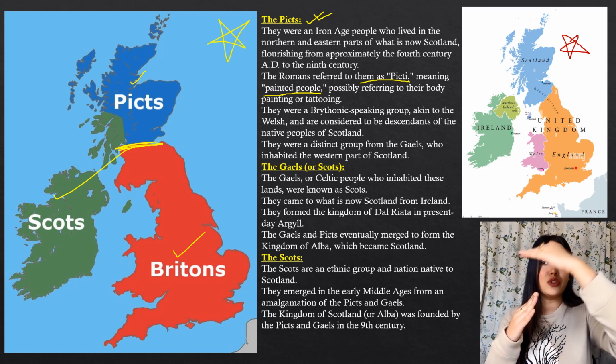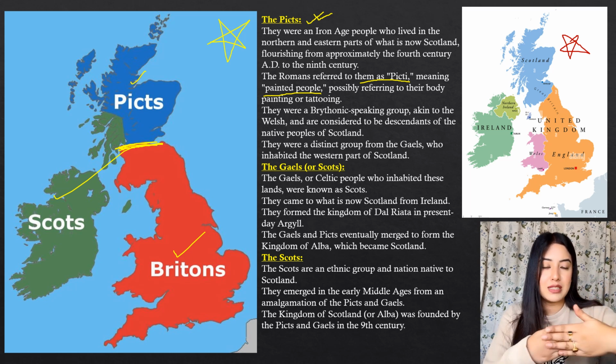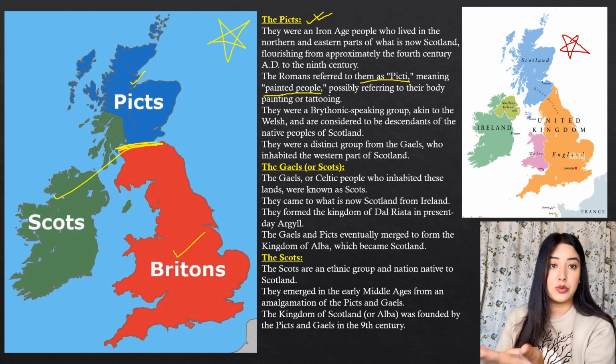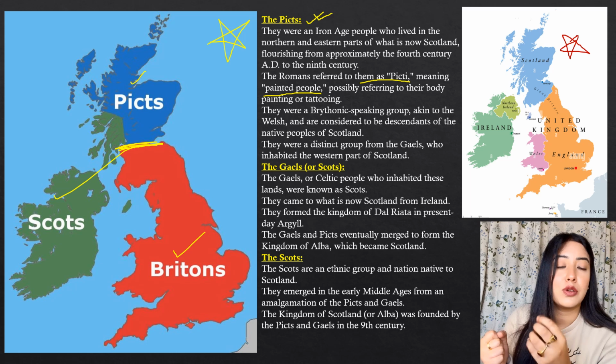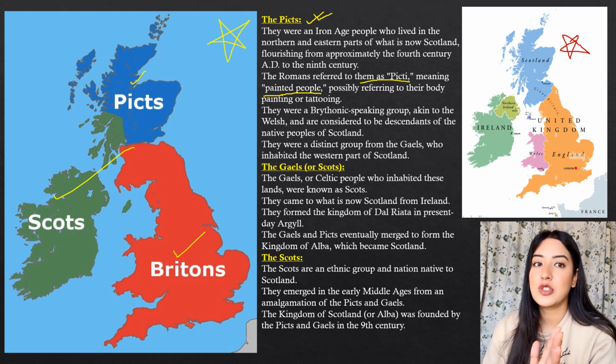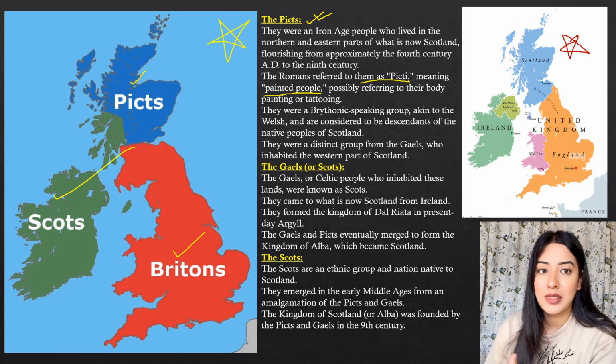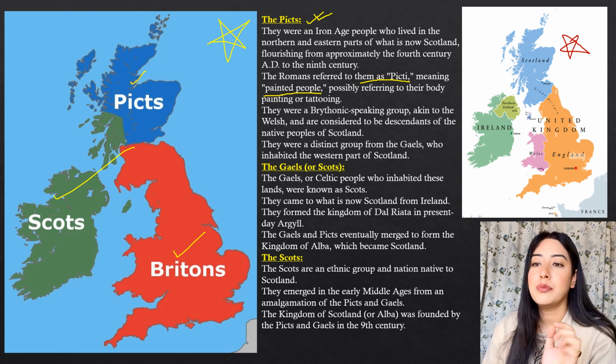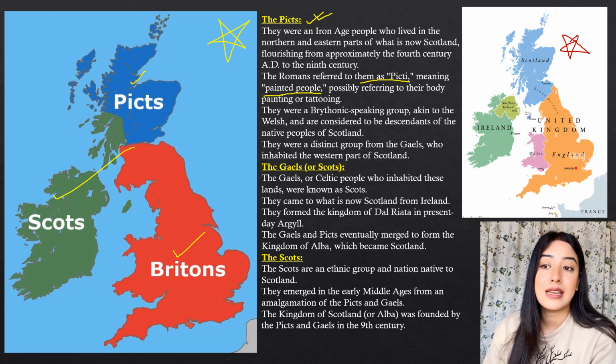So they referred from the boundary, at least they're in very close proximity to them, right? They used to call them Picti, that is, painted people. They did not invade Scotland, but they knew about them, they saw them. So possibly referring to their body painting or tattooing.